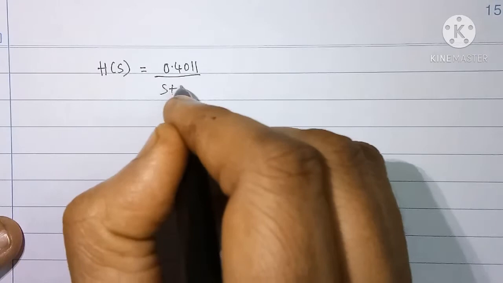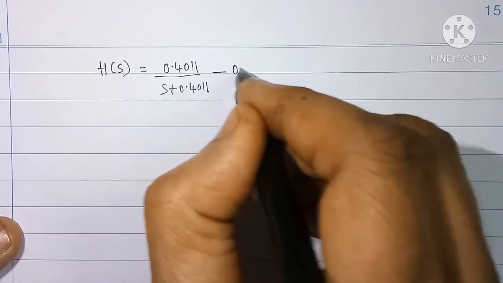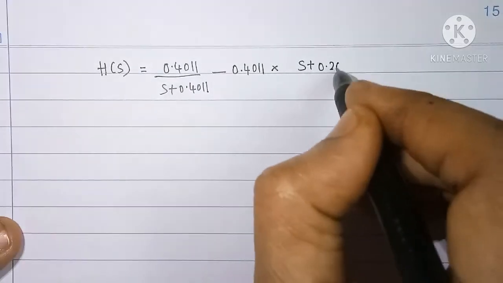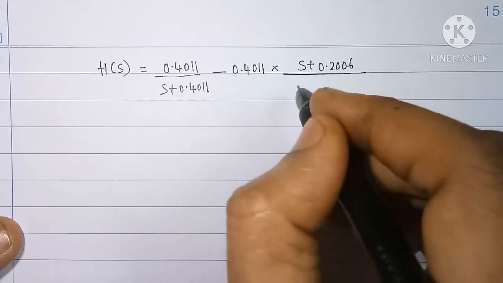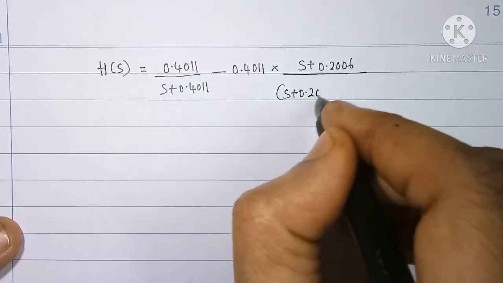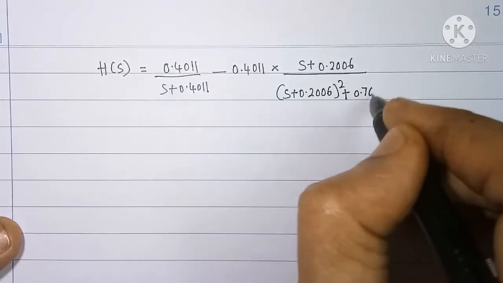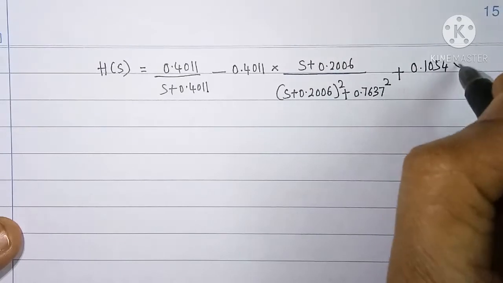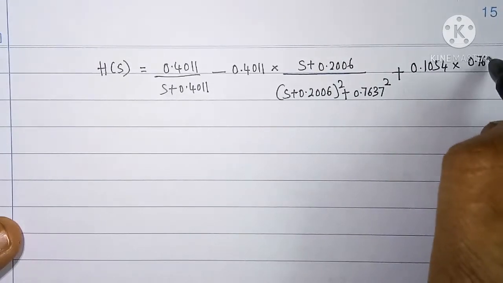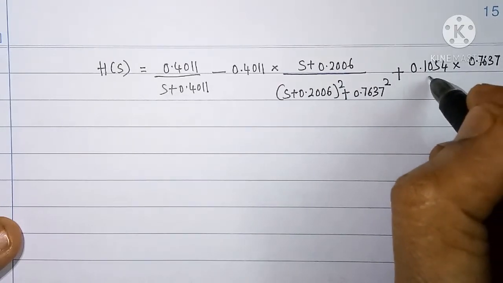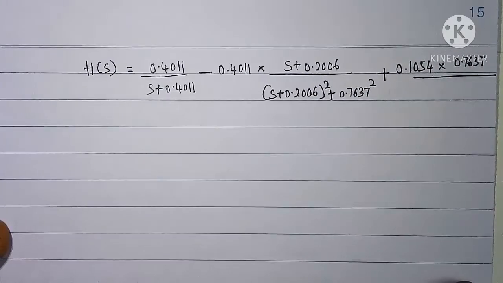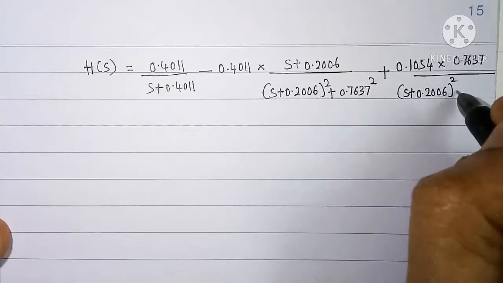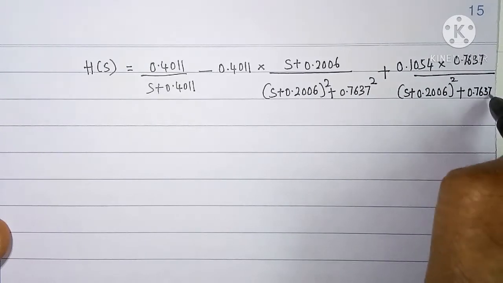0.4011 upon s plus 0.4011 minus 0.4011 into s plus 0.2006 upon s plus 0.2006 whole square plus 0.7637 whole square plus 0.1054 into 0.7637 divided by s plus 0.2006 whole square plus 0.7637 whole square.